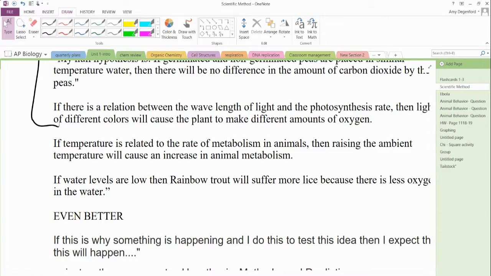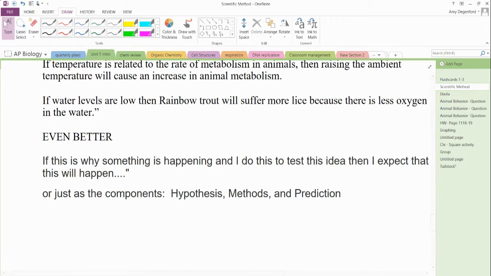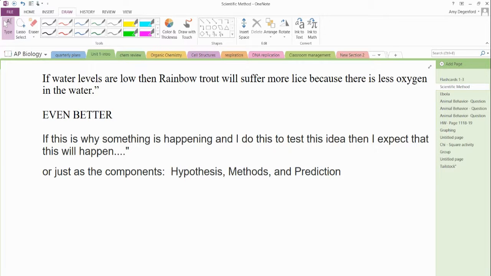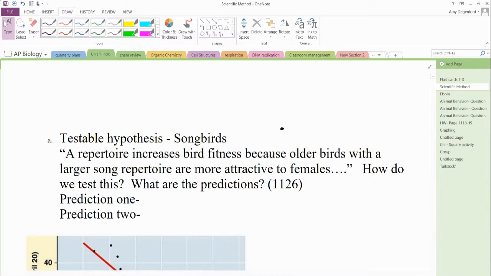Here's one more. If temperature is related to the rate of metabolism, then raising the temperature will cause an increase in animal metabolism. And notice these are falsifiable. We can clearly prove them wrong. They're measurable. If water levels are low, then rainbow trout will suffer more lice because there's less oxygen in the water. And then there's the independent variable, there's the dependent variable. So here's a good one.